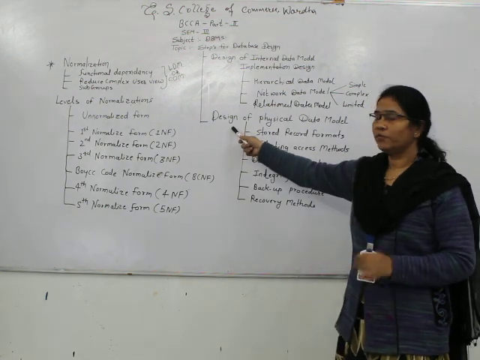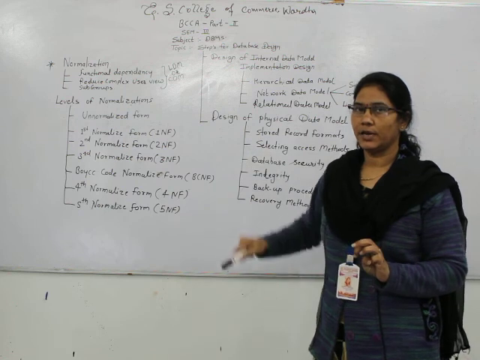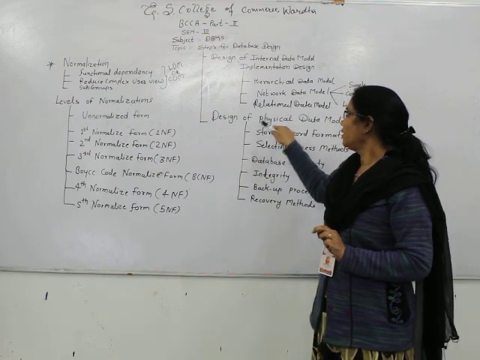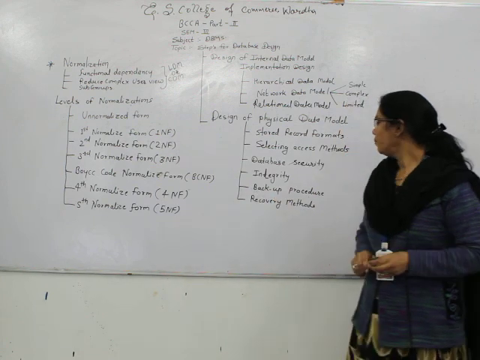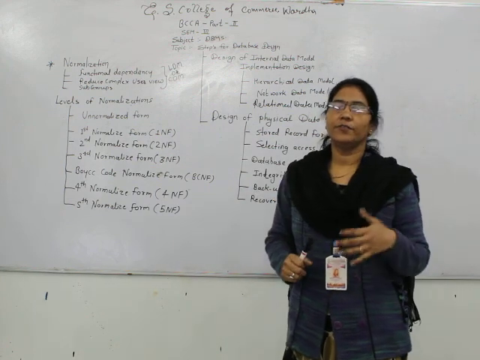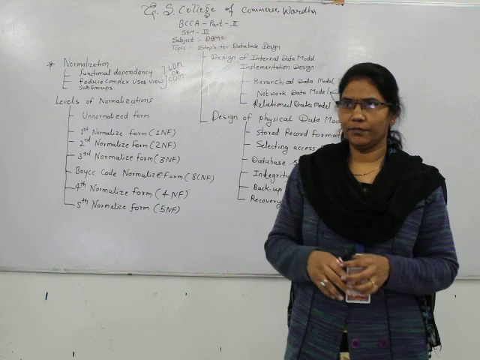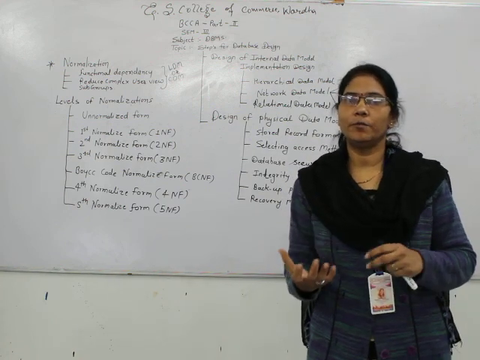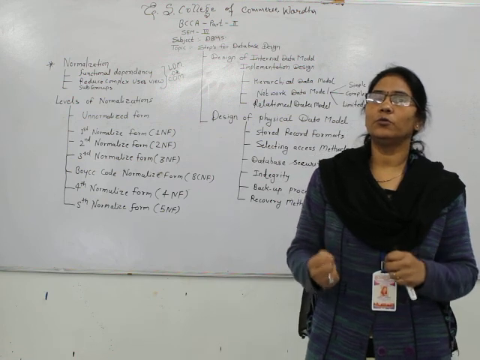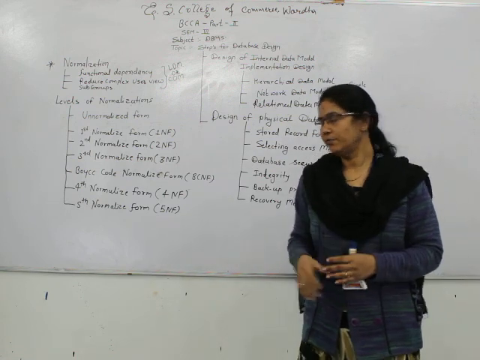This is the fourth step of database designing, and at that level we have to decide things like the backup procedure. That means if there is a problem in accessing the data, or a problem with the machine, we have to provide a backup system for that.